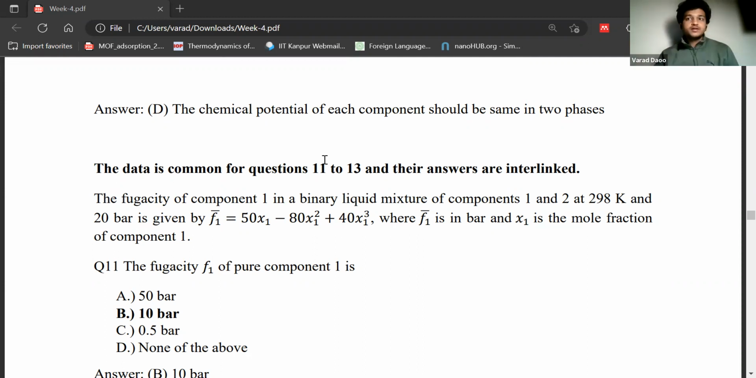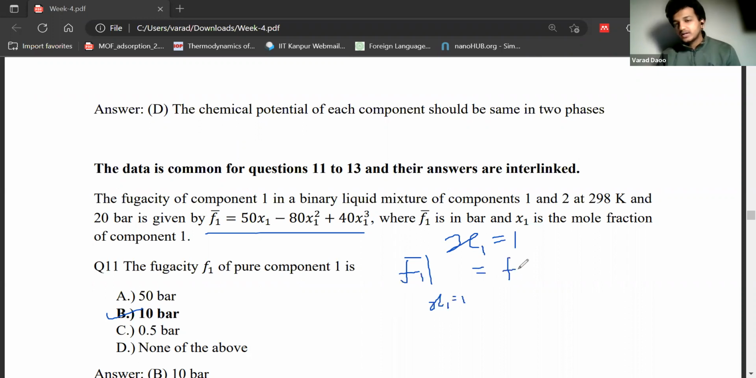So anybody got it? The correct answer is option B, 10 bar. I'll start with the solution. What we are given is F1 bar, the partial molar fugacity of component 1 in a binary mixture. If you just put x1 equal to 1, what will we get? We get F1 bar at x1 equal to 1. That means it's a pure component, so this is nothing but F1. This is what we want.